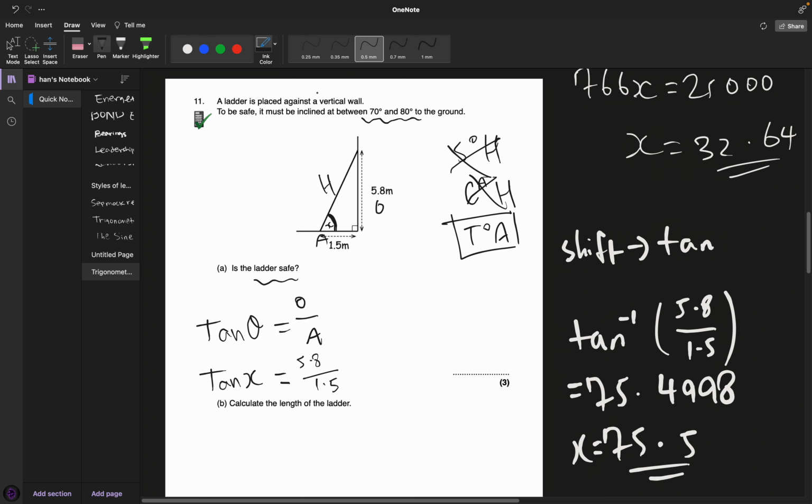And if you take a look, to be safe, it must be inclined between 70 and 80 degrees to the ground, right? Well, 75.5 is clearly in between them, so it's clearly safe. So yes, it is safe.